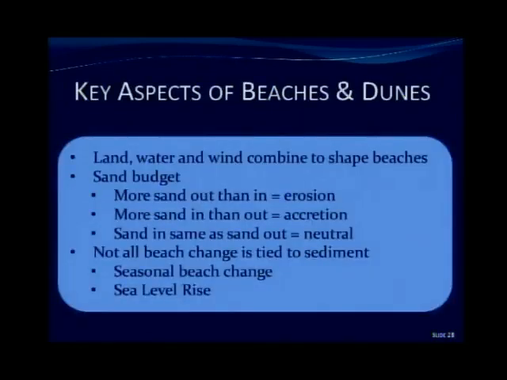So some of the key aspects of what I've been talking about is that land, water, and air together combine to shape our beaches, and that we do have this idea of a sand budget that helps us understand the changes to a beach. It's not all a mystery. We know that if more sand moves out than it moves in, we're going to have erosion. We're going to have a deficit. If more sand goes in than comes out, we're going to have accretion. And if the same is there, we're going to have sort of an equilibrium, neutral change to the shoreline.